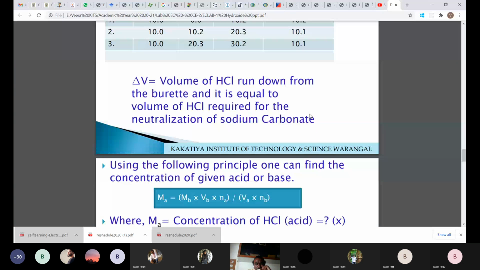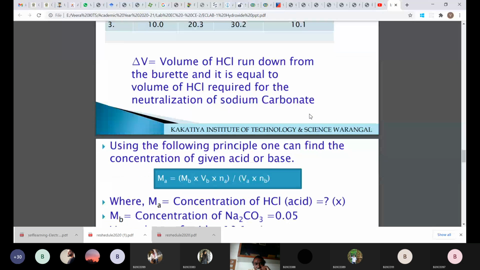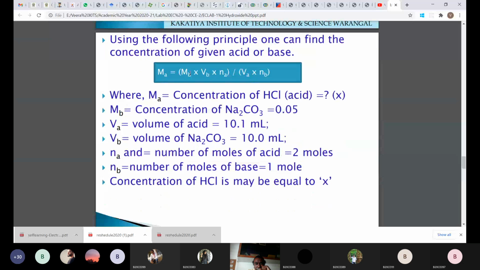This is the equation: M1 V1 by N1 is equal to M2 V2 by N2, but here it is taken as Ma Va by Na is equal to Mb Vb by Nb. Based on this, Ma is the concentration of HCl, which we have to estimate. Mb is the concentration of sodium carbonate, which is already known, 0.05. The acid volume is 10.1 ml, which we have obtained from the burette reading.